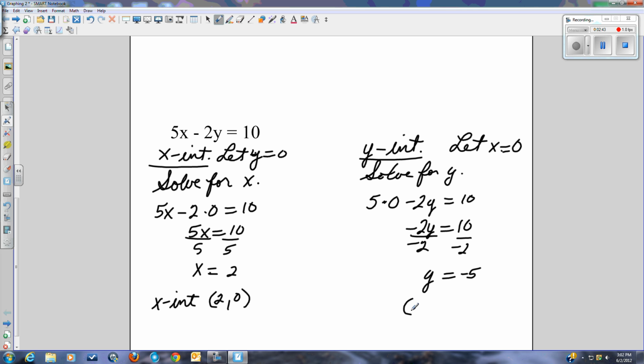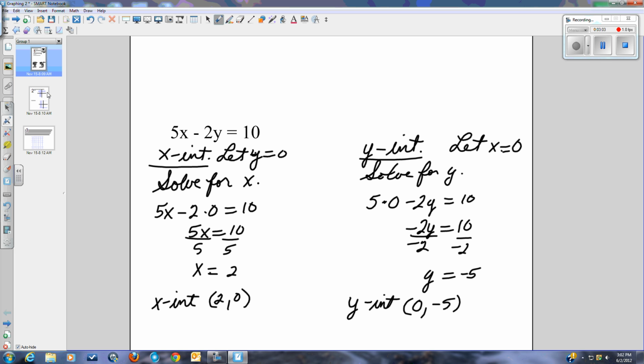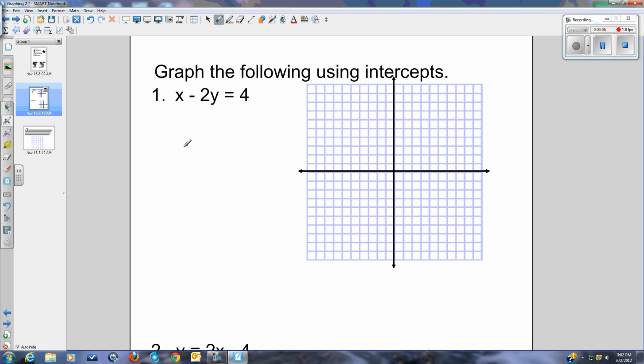And we end up with a y-intercept. Well, our x value is 0, so we write down 0, but our y was negative 5. So we have a y-intercept of 0, negative 5. Okay, so those are your x and your y-intercepts. And actually, those are the only 2 points that you need to graph. You don't have to make a table if you don't want to.